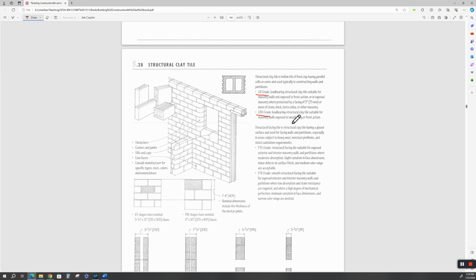LBX grade, load-bearing structural clay tile suitable for masonry walls exposed to weathering or frost action. So LBX is suitable for exposing to the weather. Structural facing tile is structural clay tile having a glazed surface. All right, structural facing tile means this stuff has a glazed surface. Glazed like your bathroom tile would be glazed surface.